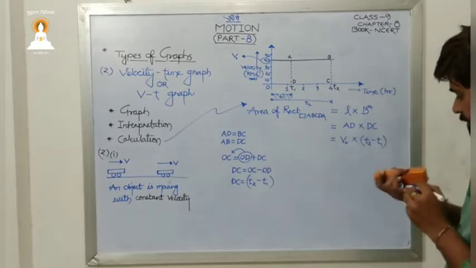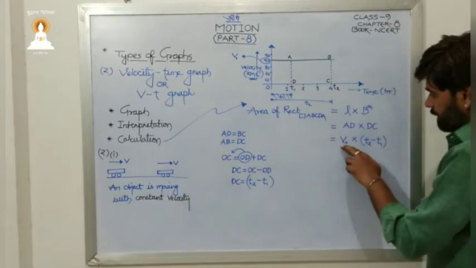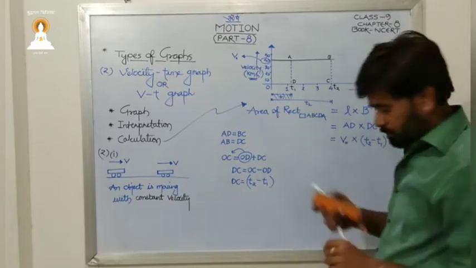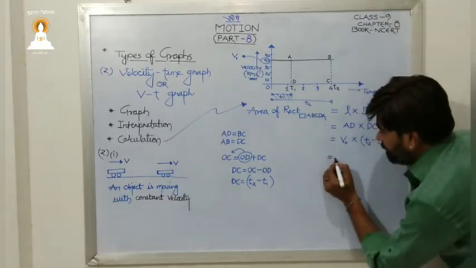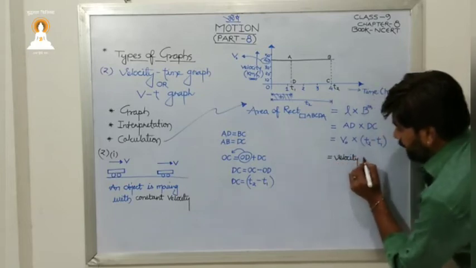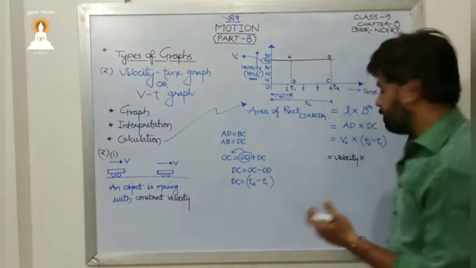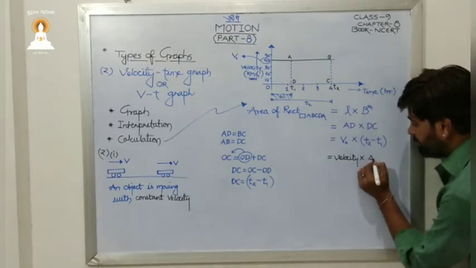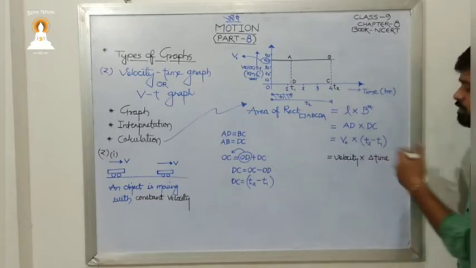Yes, now see, listen carefully. For the area of the rectangle, when we are calculating, we are getting V into something which is time. So may I write it here as velocity into difference in time. Difference in time means time itself. That will also be a time, or I may say that is time. Difference in time, one and the same thing. Delta t means the difference in time.